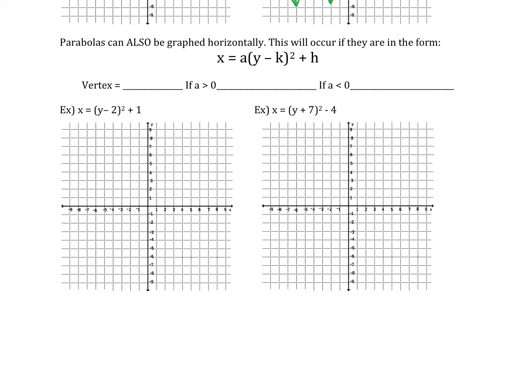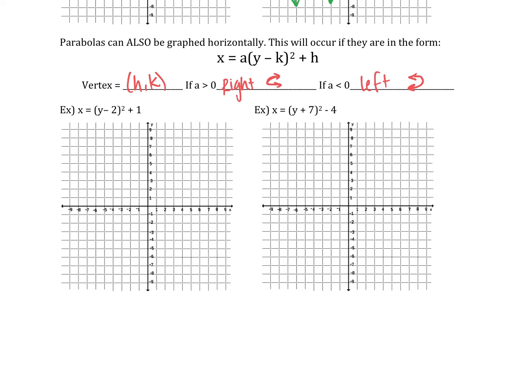Okay, so this time our vertex, guess what? We didn't make up brand new rules in math because we don't do that. Our (h, k) is still the same thing. Our vertex is (h, k). This time if a is bigger than 0, our parabola is going to open right. So it's going to go like this. And if a is less than 0, our parabola is going to open to the left. So it's going to go this direction.